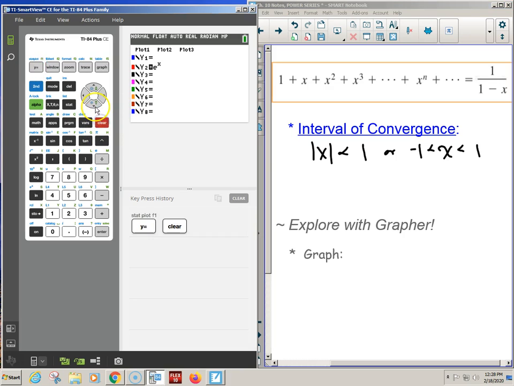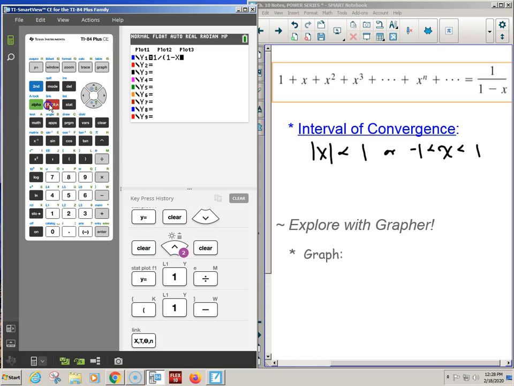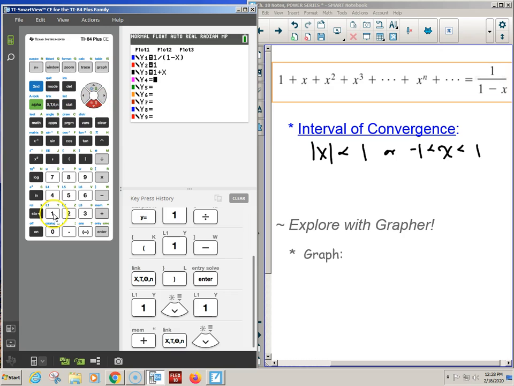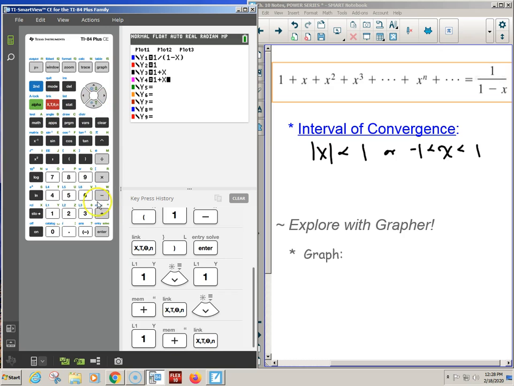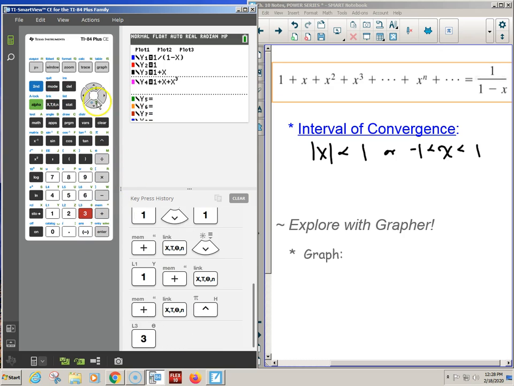How do we explore with our grapher? Well, we think about the function 1 over 1 minus x. Sorry, I just said 1 over 1 minus r. Okay, so then we can go ahead and say 1. That's great. I mean, that's only a first partial sum. Then we could do 1 plus x. That's a little bit cooler. We could do 1 plus x squared. Remember, in a series, every time you have the next partial sum, you just add on the next one.